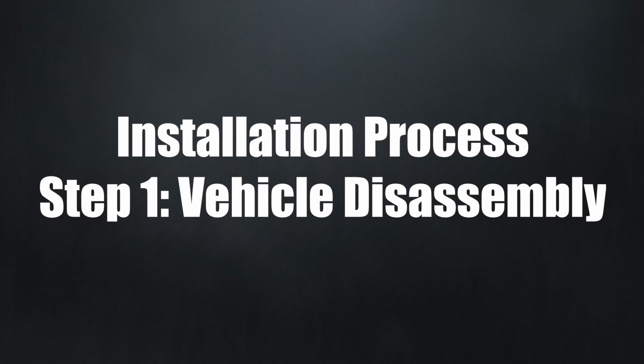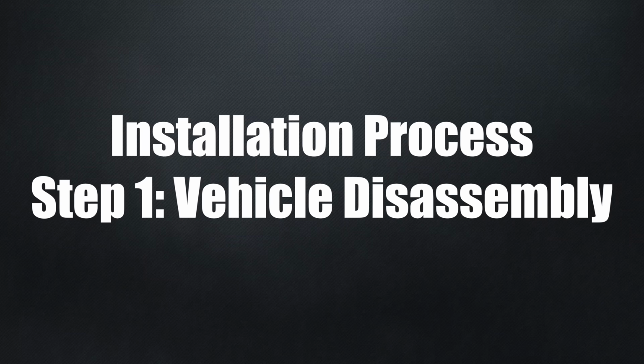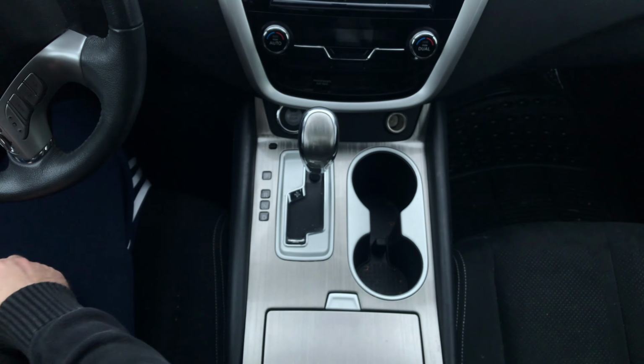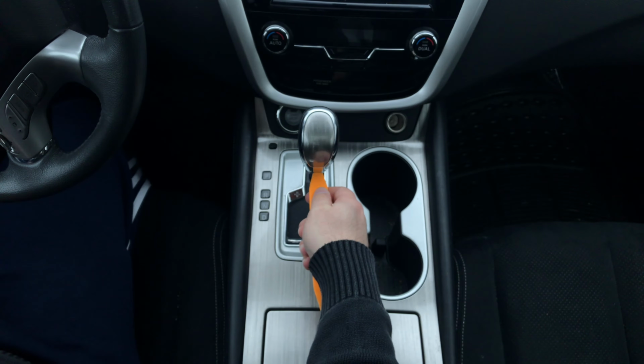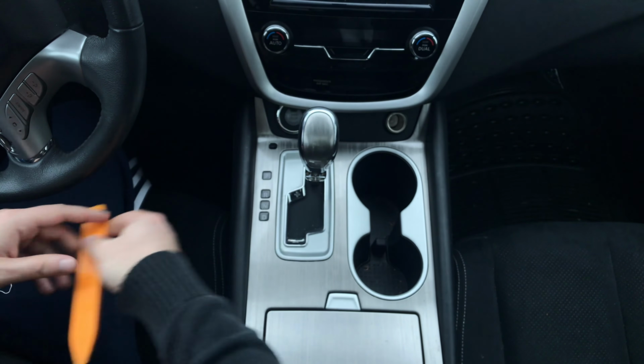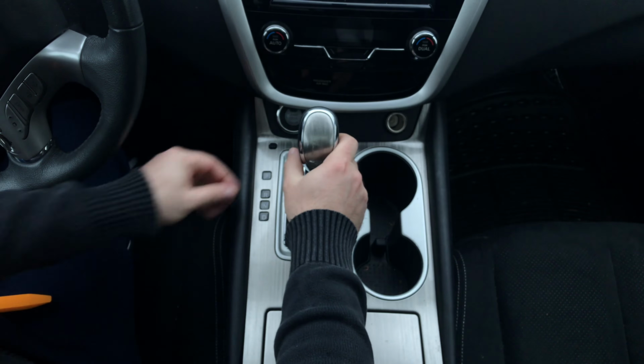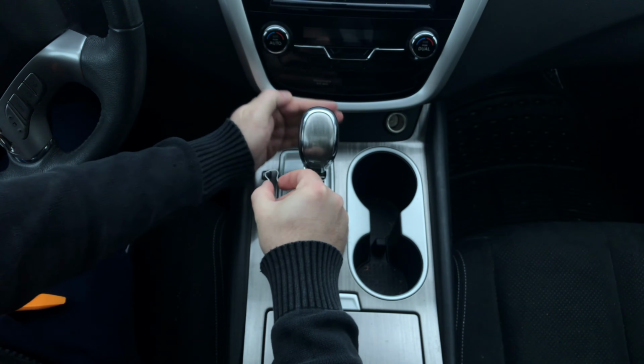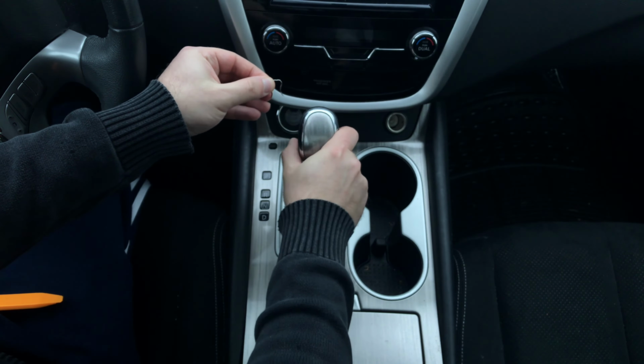Now let's get started with the installation process. Step 1, vehicle disassembly. First step, you're going to remove the shifter. Insert something like this and open this. There is a retainer tab. This is the retainer tab that you have to remove. Make sure not to lose it, so do not push it out. Very carefully, hold it with your hand.